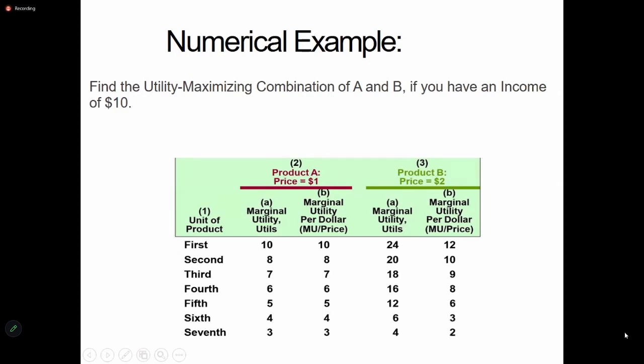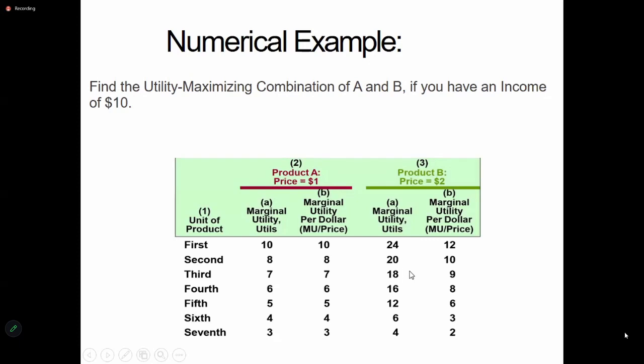Let's say the utility maximizing combination of A and B, if you have an income of $10. These are the units of the product: first, second, third, fourth, up to 7. And here marginal utilities are given, and marginal utility per dollar. We use dollars just to generalize for all monetary units. So here the price is $1, here the price is $2. All are given. No need to calculate.